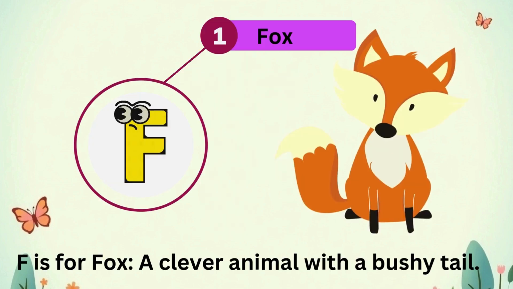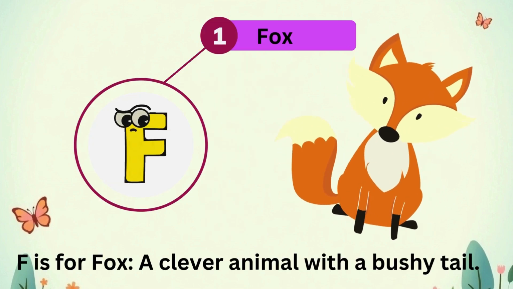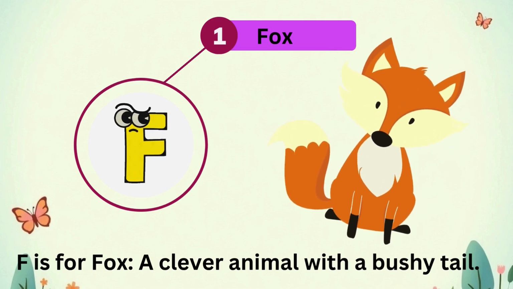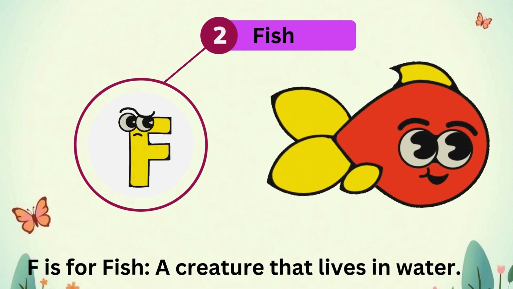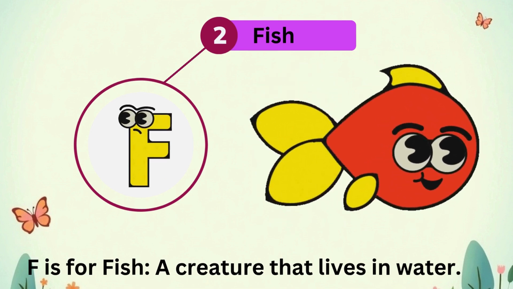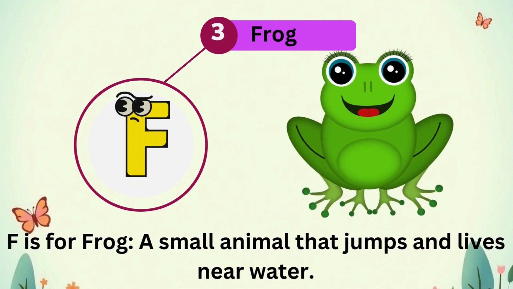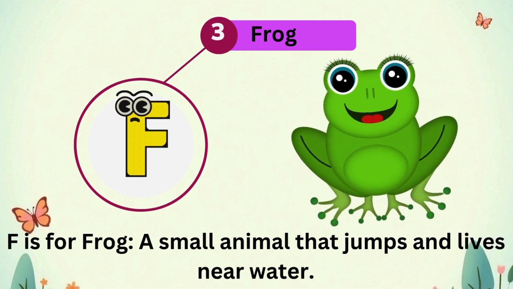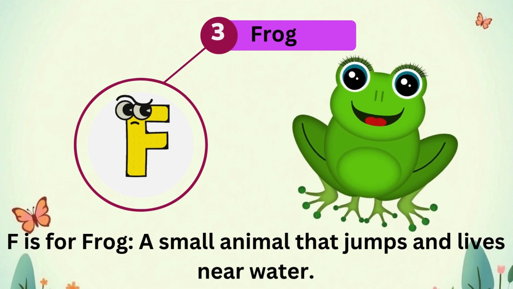F. F is for fox, a clever animal with a bushy tail. F is for fish, a creature that lives in water. F is for frog, a small animal that jumps and lives near water.